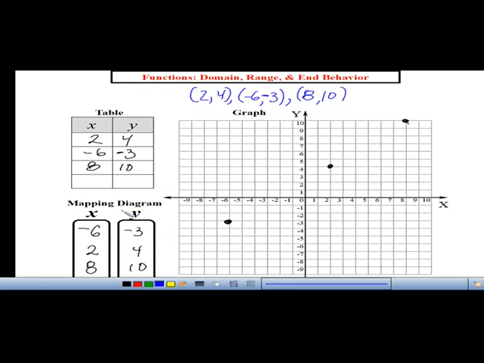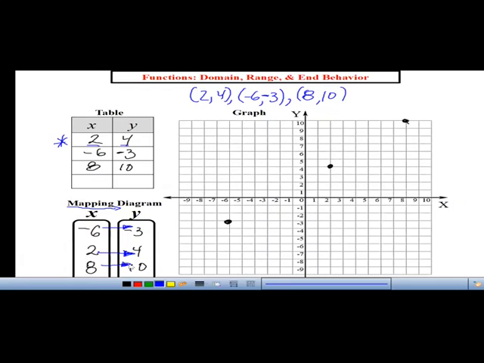Mr. Q, why is it called mapping? Well, because you need to map the relation of one number to the next. So 2 corresponds to what number? To 4. So you need to show it. 2 corresponds to 4. What else? -6 corresponds to -3. -6 to -3. And the last one, 8 to 10, 8 to 10.